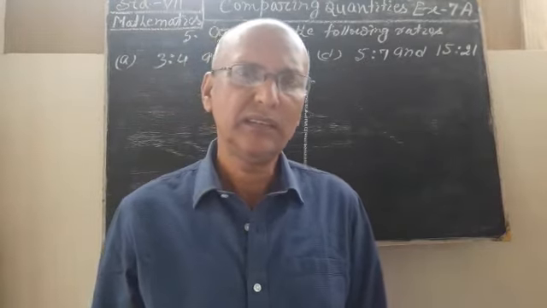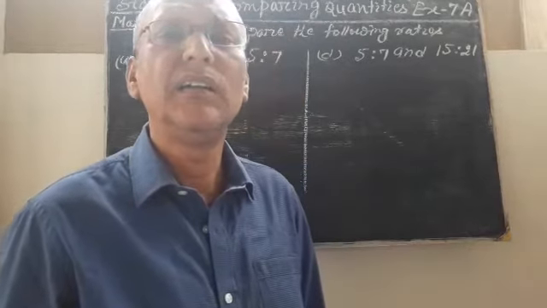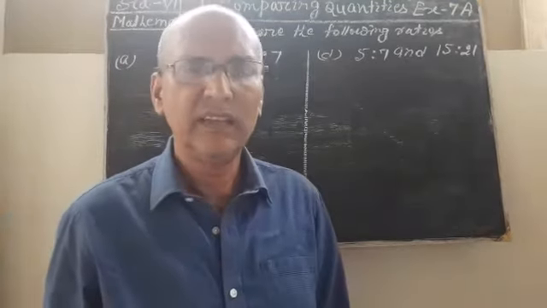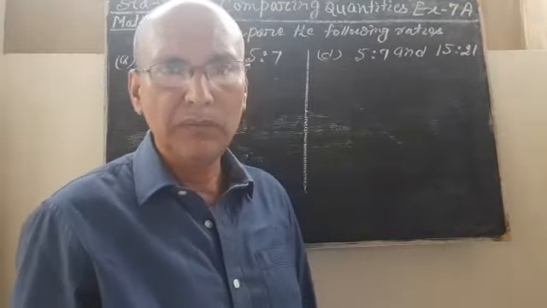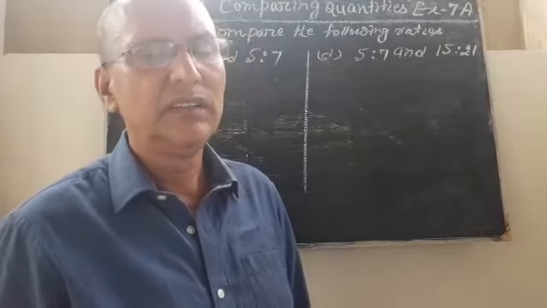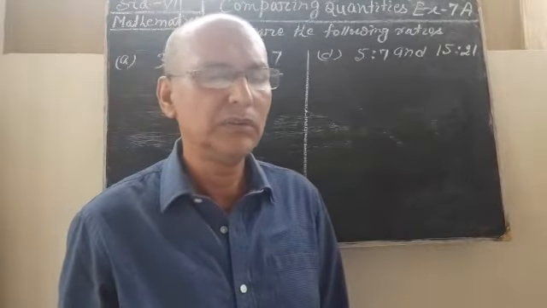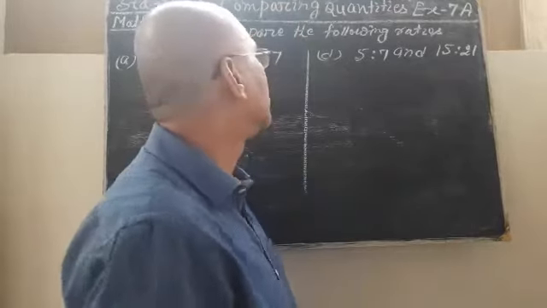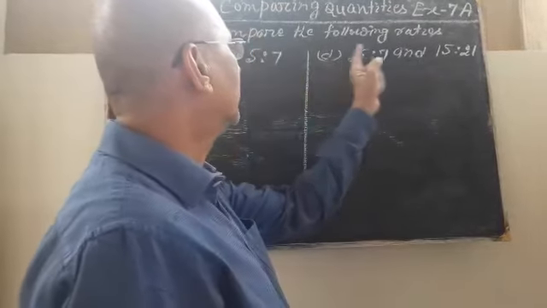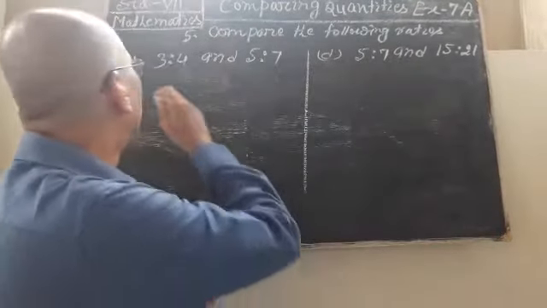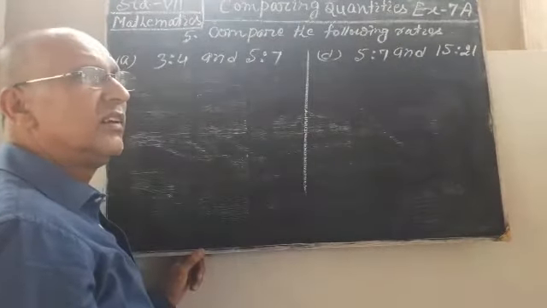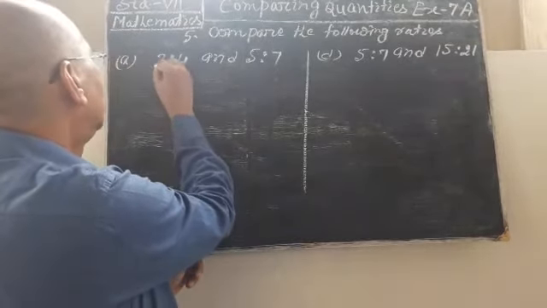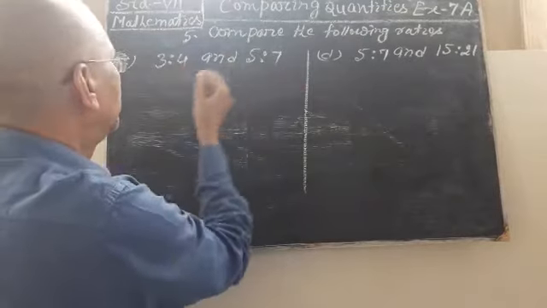In the previous class, we have already discussed comparing quantities and have solved some problems from exercise 7. Today again I am going to solve some other problems. Question number 5 is: compare the following ratios. A and D are written on the blackboard. See, this is 3:4 and 5:7.